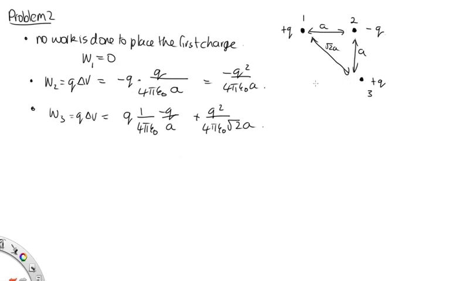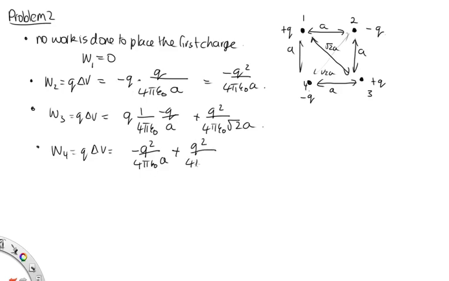And then finally we place our fourth charge down here. This has a charge minus Q. It's a distance A from charge 3, a distance A from charge 1, and a distance root 2A from charge 2. And so W4 is equal to Q delta V, which is equal to minus Q squared over 4 pi epsilon naught A plus Q squared over 4 pi epsilon naught root 2A minus Q squared over 4 pi epsilon naught A.